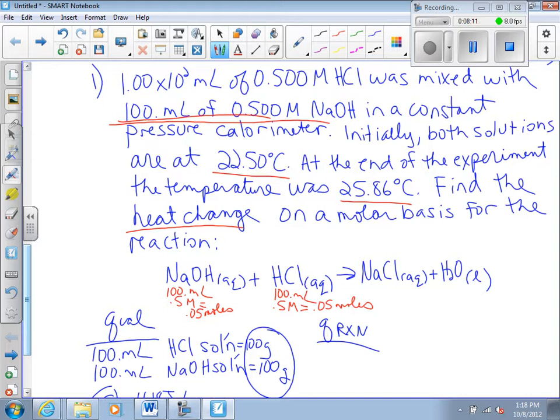Now let's note here, I'm not going to have a limiting reactant, am I? I have exactly the right amounts of each reactant. They balance each other out because we have a 1-to-1 ratio of the coefficients, and we have a 1-to-1 ratio of what's present for each reactant. So for Q reaction, I've got 0.05 moles HCl, 0.05 moles of NaOH.